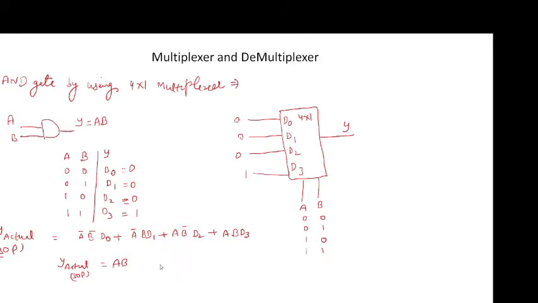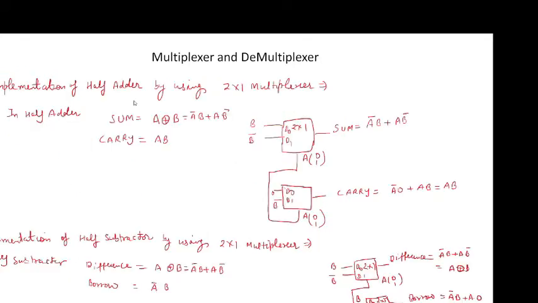Now we will see how we can use a 2 by 1 multiplexer as a half adder. You know that the sum output of the half adder is equal to A bar B plus A B bar if there are two inputs A and B, and its carry is equal to AB. Here we see that there are two multiplexers of 2 by 1. In the first multiplexer there are two input lines, so there will be one select line, and this one select line will have two rows.